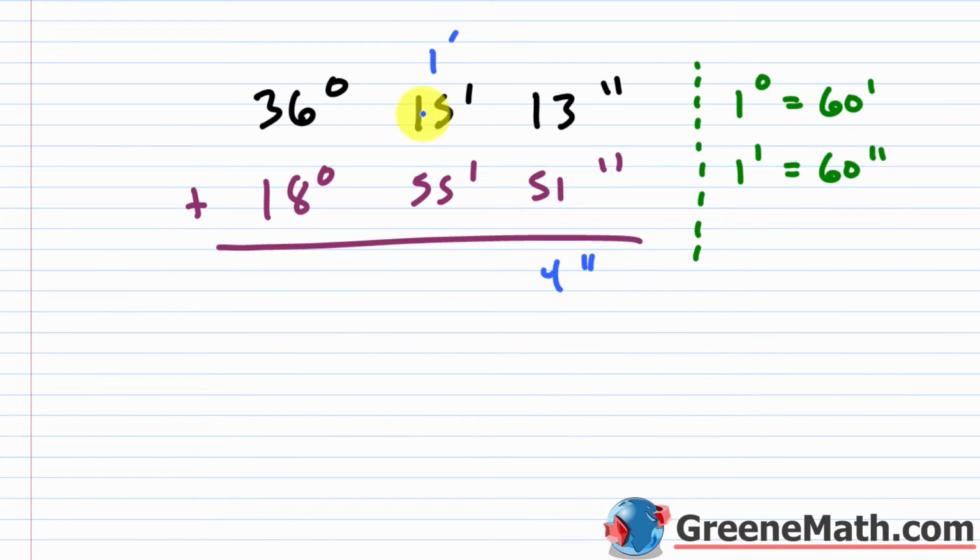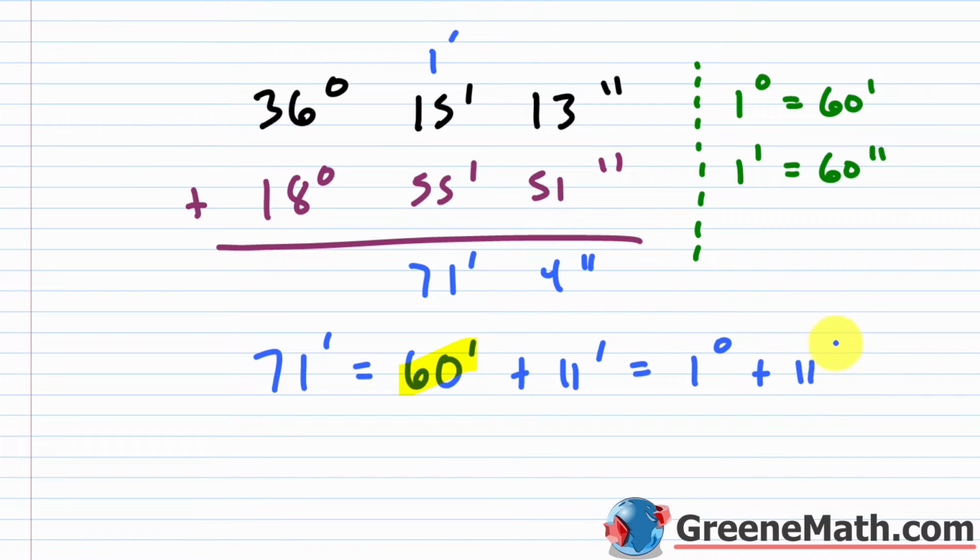So now we have 1 minute plus 15 minutes, that's 16 minutes, and then plus 55 minutes. That's going to give me 71 minutes. So 71 minutes. But again, this number falls into the category where it's 60 or larger, so we can convert it over. So I'm going to say that this is 71 minutes here. And again, using this relationship here, I'll break this up and say this is 60 minutes plus 11 minutes. And again, I know that 60 minutes from this guy right here is 1 degree. So I'll go ahead and say this is 1 degree plus 11 minutes. And so instead of writing 71 minutes there, I'll say that this is 11 minutes. And then I'll carry this 1 degree over into this column like this.